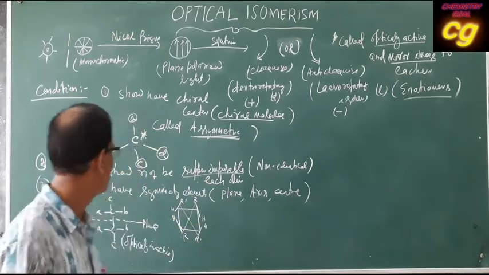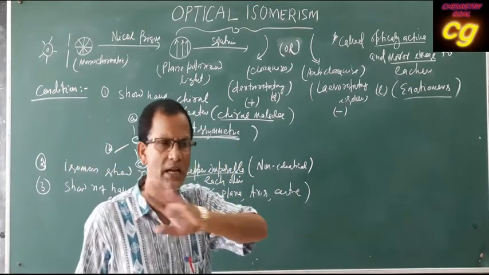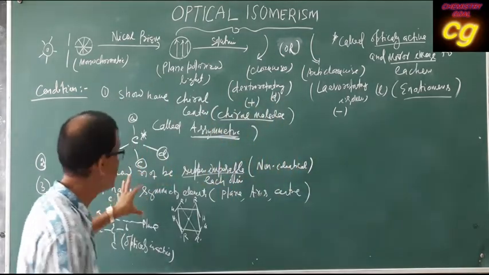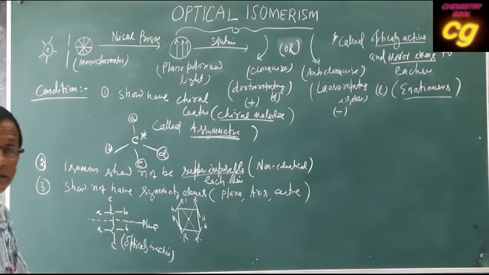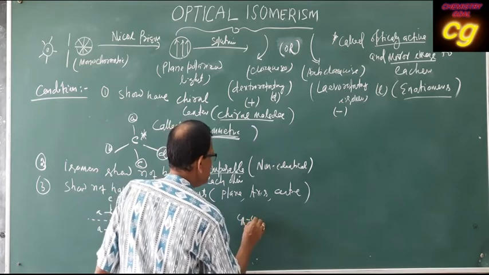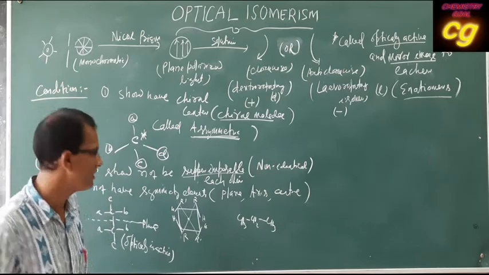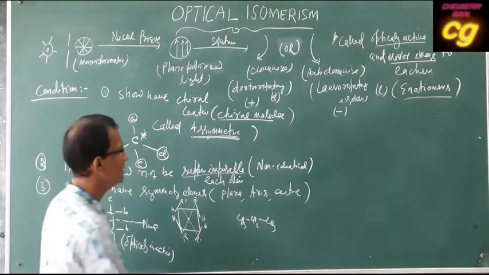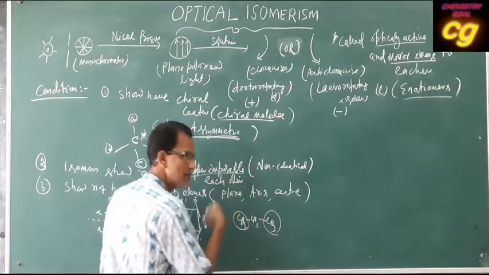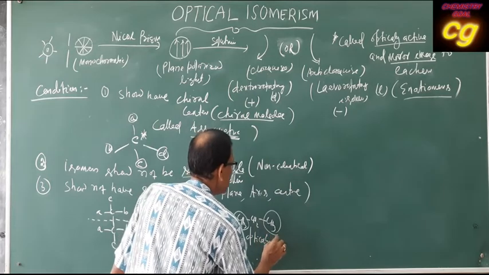So like this, molecules should not have any symmetry elements. Plane of symmetry, axis of symmetry, center of symmetry should not be there. Then it will be optically active. If any symmetry is there, then it is optically inactive. For example, suppose CH3, CH2, CH3. It is optically inactive because it has no chiral center. The methyl groups are the same, and the H is the same, so it is optically inactive.